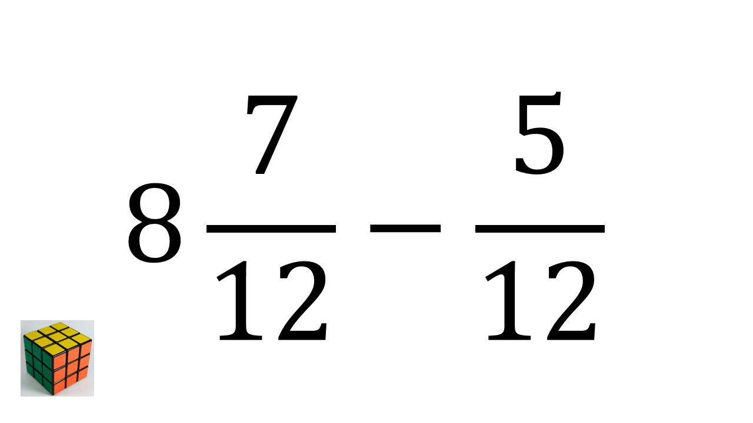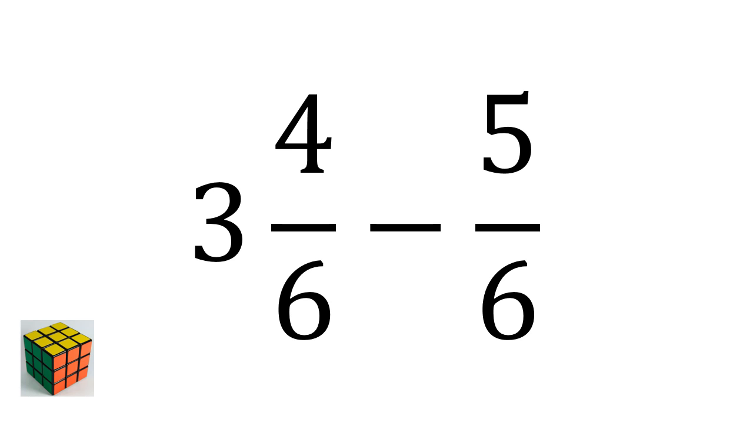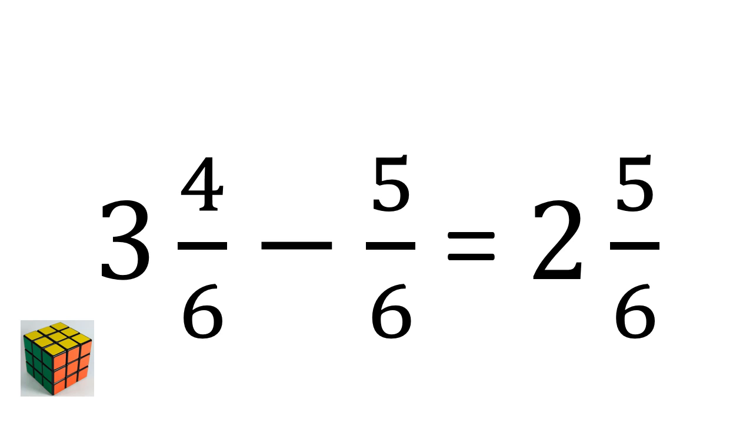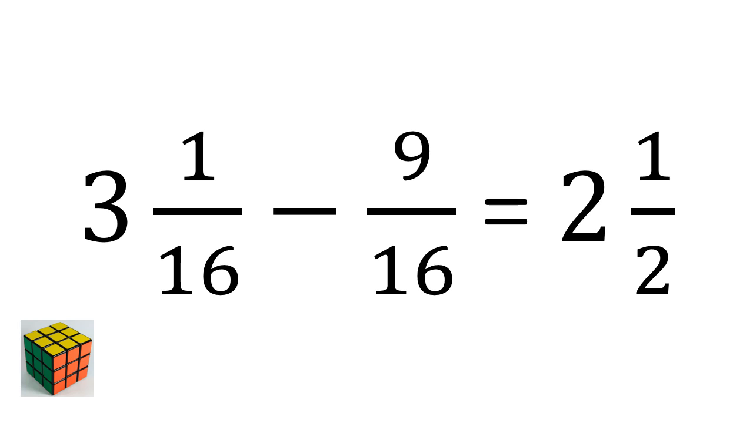8 and 7/12 minus 5/12. 8 and 7/12 minus 5/12 equals 8 and 1/6. 3 and 4/6 minus 5/6. 3 and 4/6 minus 5/6 equals 2 and 5/6. 3 and 1/16 minus 9/16. 3 and 1/16 minus 9/16 equals 2 and a half.